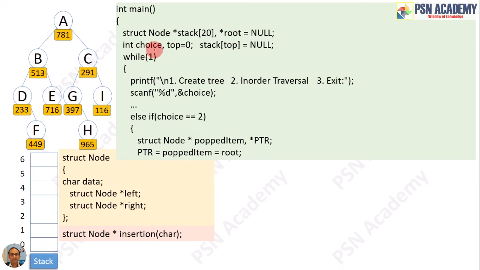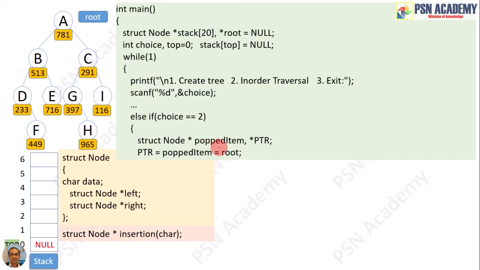Here is your choice variable for this menu, and you set top to 0 here, and you set stack top to null here, and then you run this while loop for your traversal. Now you must ask your user to create a tree by pressing 1, and whenever the tree is created, the root pointer will be pointing to the node at 781 because this node is the root of the tree. Now we move to choice 2.